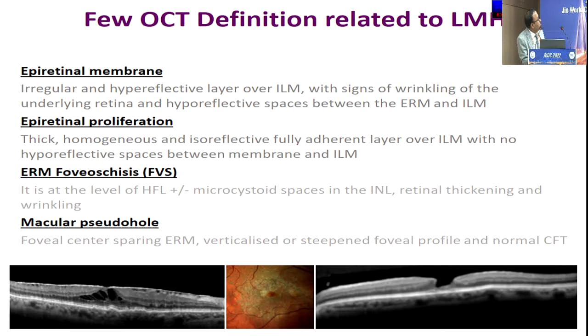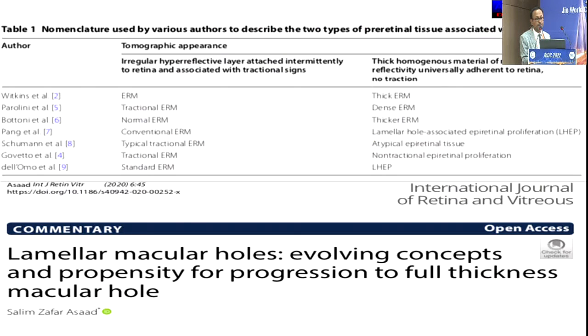So this is one which is a typical epiretinal membrane, where you have a membrane and there is some space in between the retina and the membrane, compared to the epiretinal proliferation, where you don't have much gap in between the membrane and the ILM. So these are the two definitions which are being studied extensively. There are different nomenclatures on that.